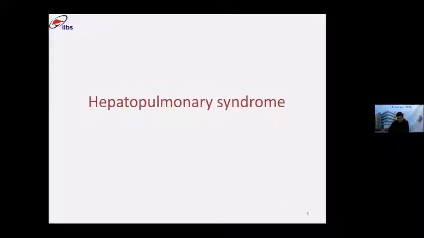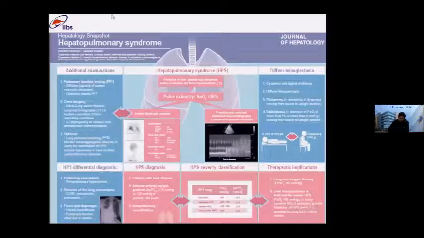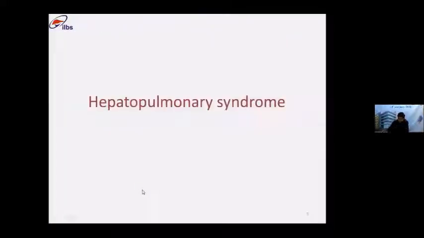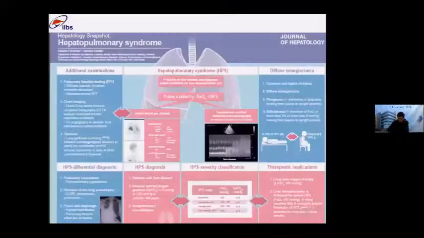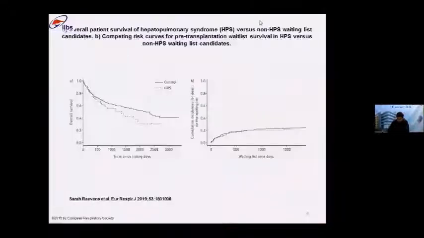Coming to hepatopulmonary syndrome, a brief review of the diagnosis and clinical symptoms. The diagnosis is made by the presence of a triad: patients with liver disease, presence of an alveolar-arterial oxygen gradient of more than 15 millimeters of mercury, or more than 20 in patients more than 64 years of age, and presence of intrapulmonary vasodilatations.